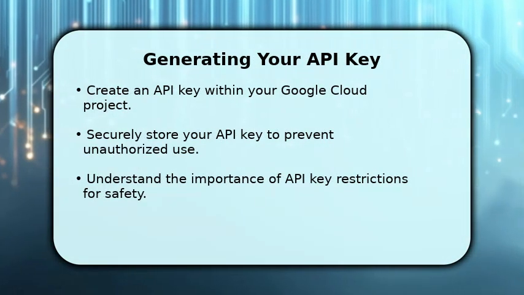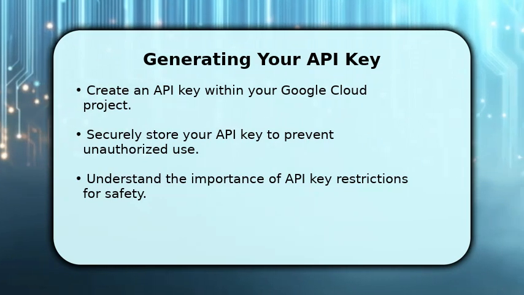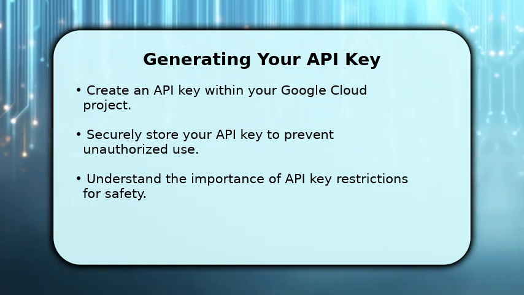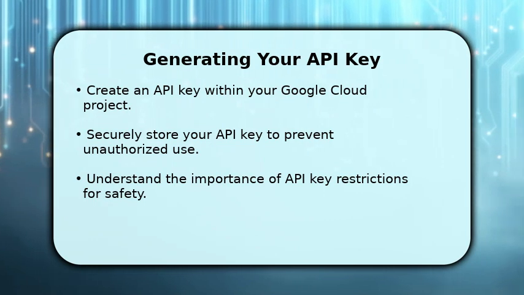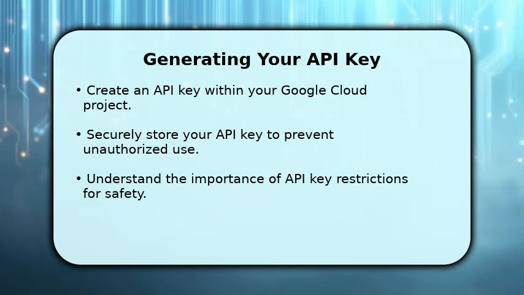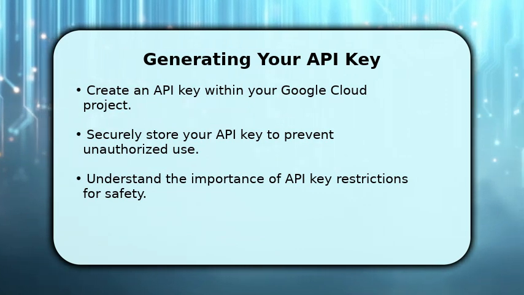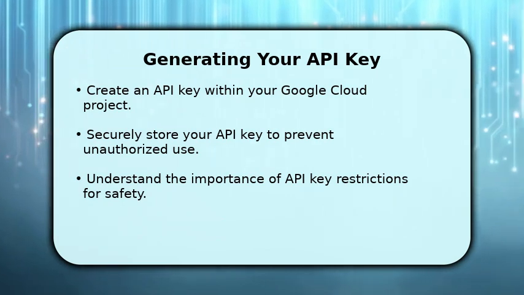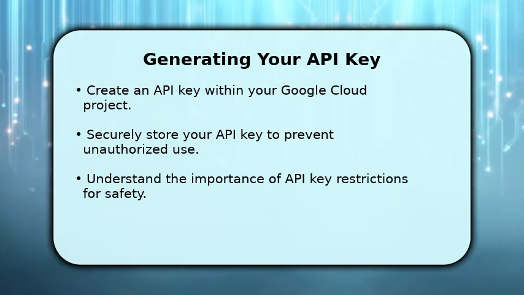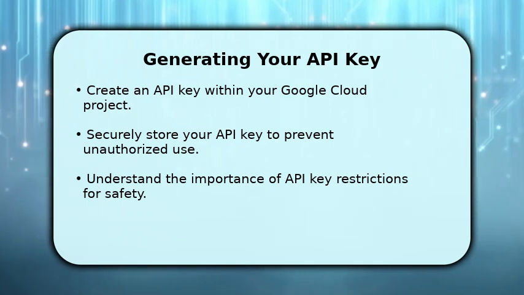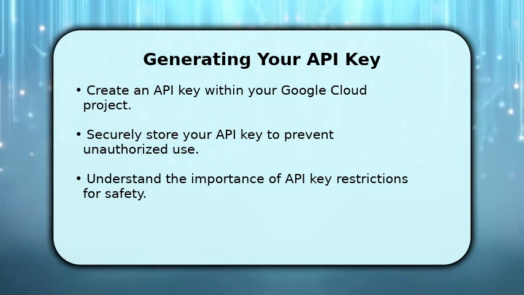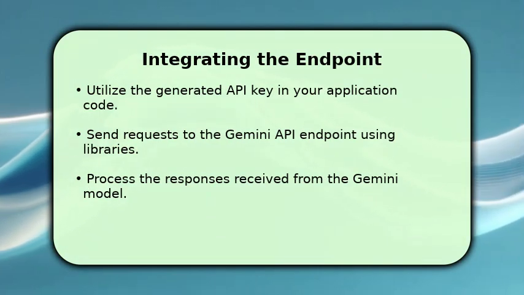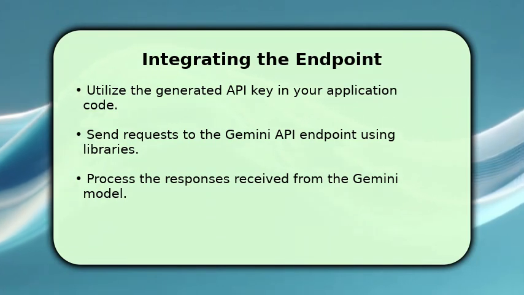Once your project is set up and the Gemini API is enabled, the next step is to generate your API key. Go to the APIs and Services section, then select Credentials. Here, you can create a new API key. Remember, this key is like a password, so keep it confidential. It's highly recommended to add restrictions to your API key, limiting its use to specific IP addresses or applications, enhancing your project's security significantly. With your API key in hand, you're ready to integrate the Gemini endpoint into your application.